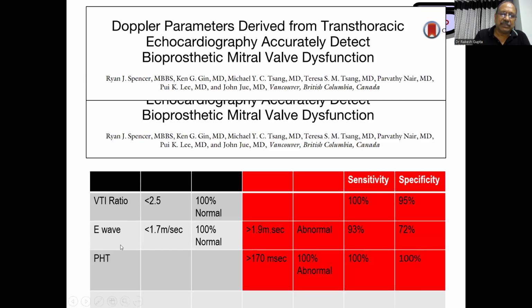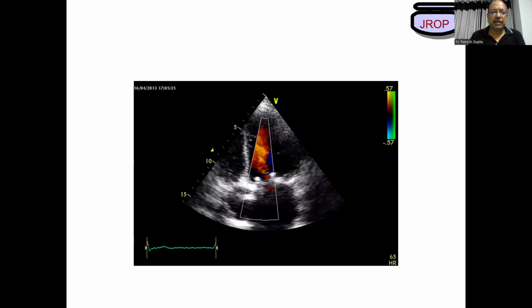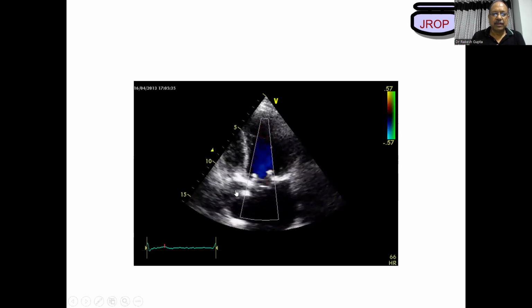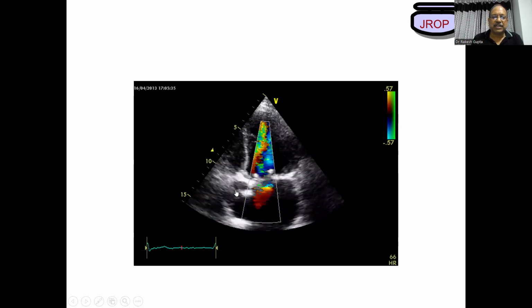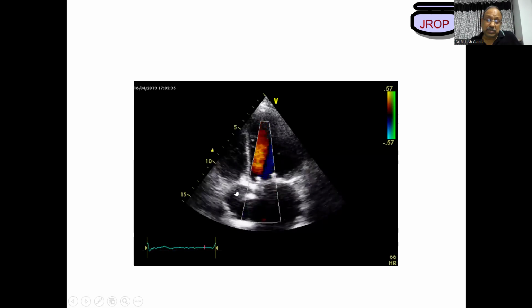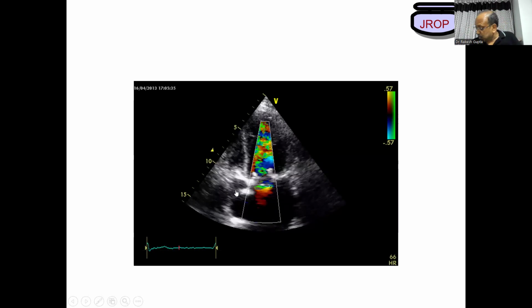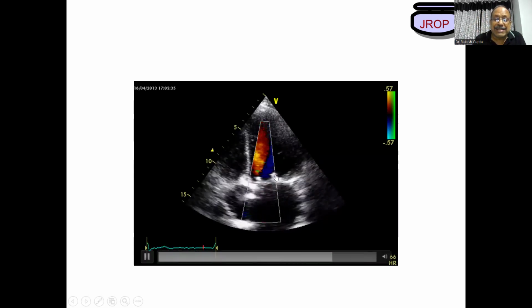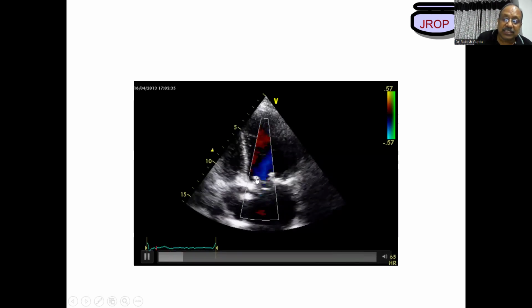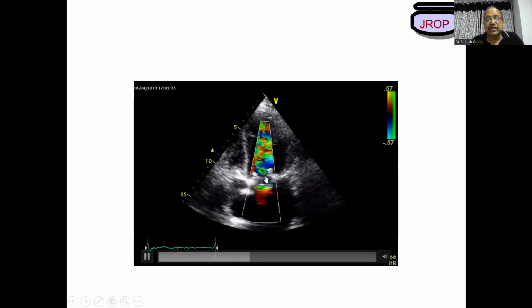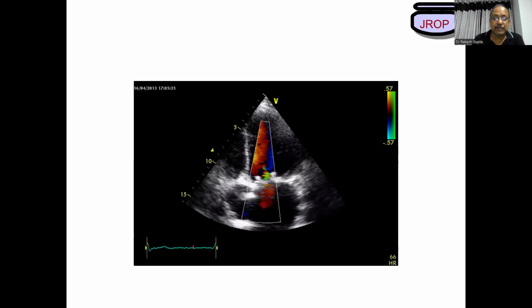So in turn, if it's a bioprosthetic valve, we use the E wave, pressure half time, and velocity time integral ratio, which give you really good values for abnormalities. Now look, this is the picture of a bioprosthetic mitral valve, and I'm showing you images. This is stented: one stent over here, the second stent over here. This is a stented bioprosthetic mitral valve in the mitral valve position.